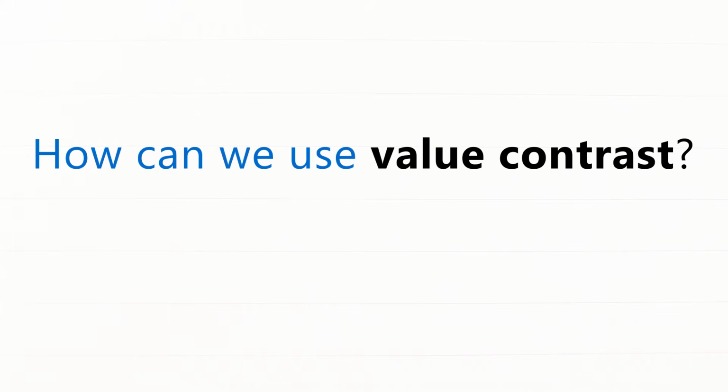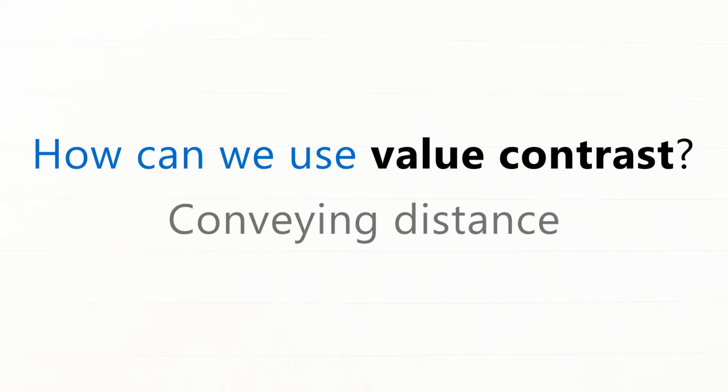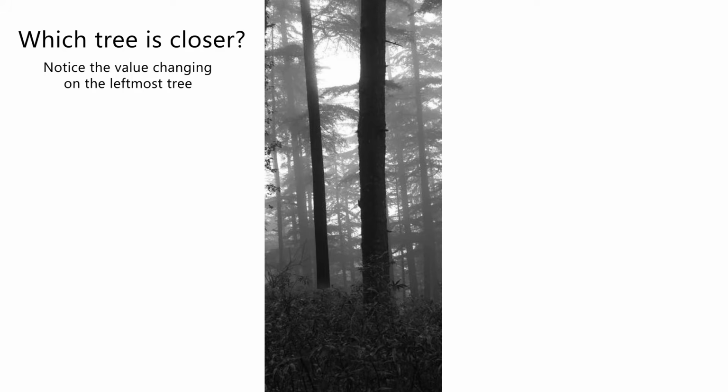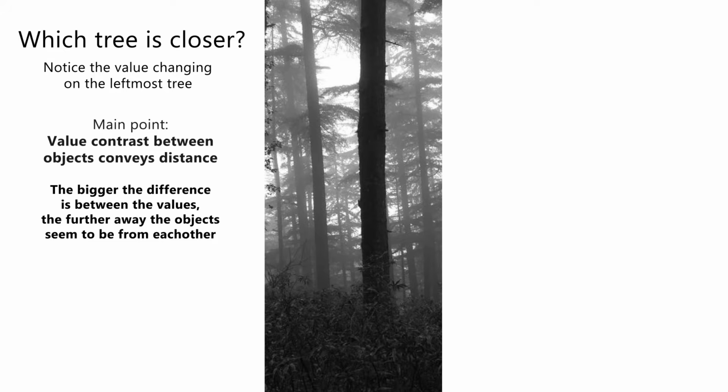So how can we use value contrast? Well, one application is conveying distance between objects. In this picture right here, we're able to tell which trees are closer to us and which ones are further away, even without seeing the ground. This might seem obvious at first, but if we make the trees in the back the same value as the ones in the front, it's no longer as easy to tell which ones are closer to us. So the contrast or difference between these values is what conveys the distance between the trees. And of course, scale plays in here as well.